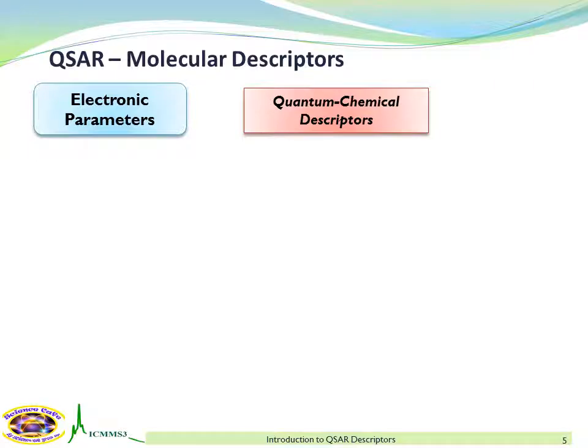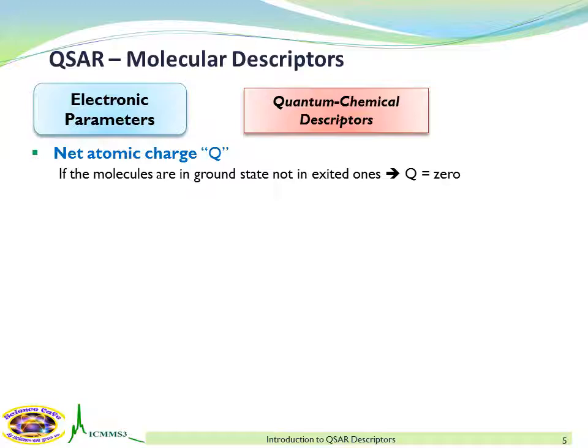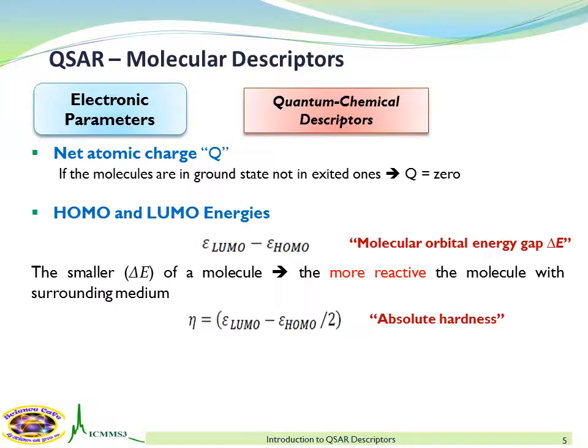The electronic parameter has different molecular descriptors, and the most common one is the quantum chemical descriptor because it's more accurate and gives a detailed description of electronic effects. It has different molecular descriptors such as net atomic charge, which gives information about the total charge of the molecule. If the molecule is in the ground state, not in the excited state, the total charge of the molecule will be equal to zero. Also, HOMO and LUMO energy. The difference between the LUMO and HOMO energy gives information about the molecular orbital energy gap. The smaller the energy gap of the molecule, the more reactive the molecule is to interact with the surrounding media. Also, it gives information about the absolute hardness, and also about the softness, to know if we have a substitution of the molecule with other ions or atoms, so we can know which atom or which ions we can interact with the molecule.